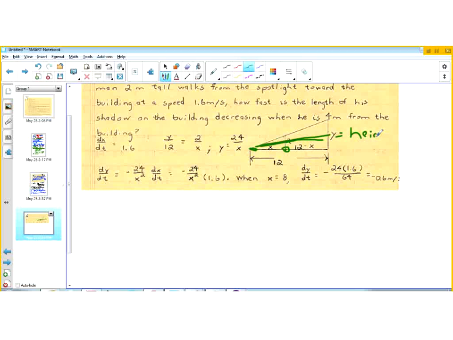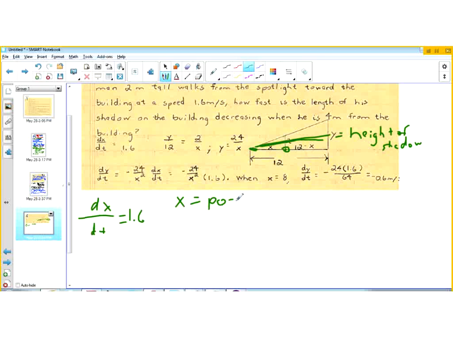So Y is equal to the height of the shadow with time. Okay, so now we have X and Y. We have distance from the spotlight, and Y is the height. So we have two variables, one of which we're going to have to eliminate. We know the guy is walking toward the building in the positive X direction, so his change in position with respect to time is 1.6. Now we need to formulate the height of the shadow in terms of the position the guy is from the spotlight.